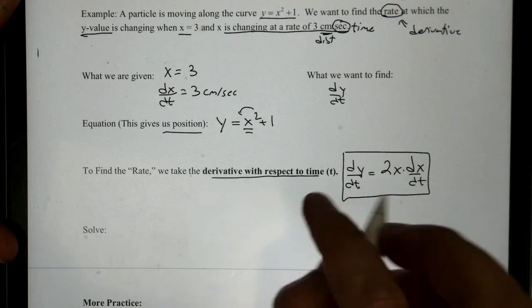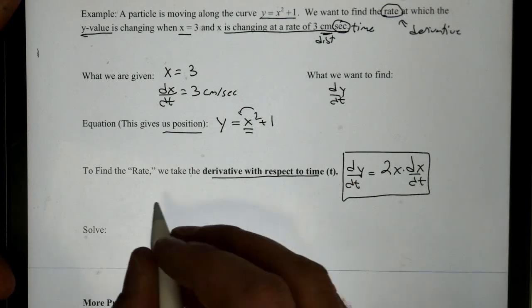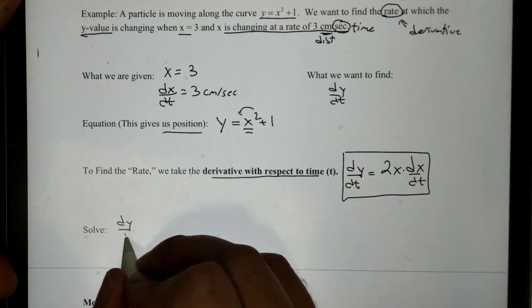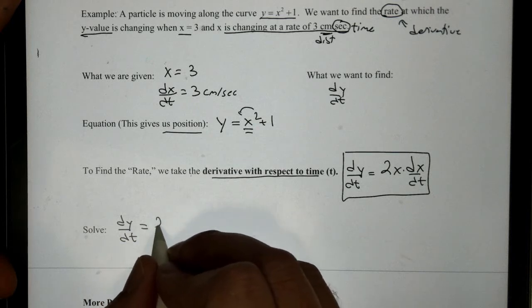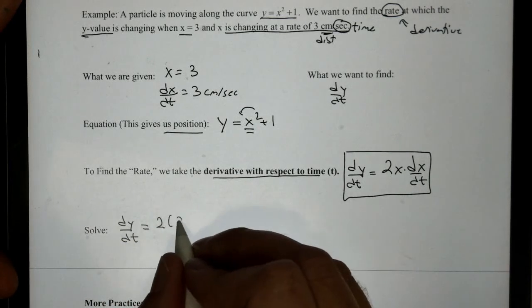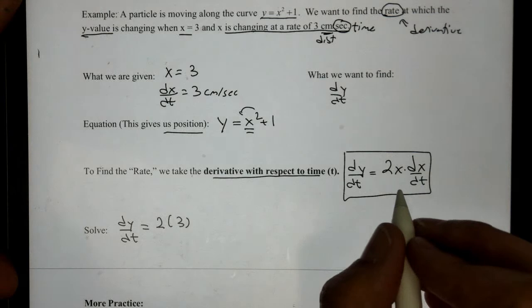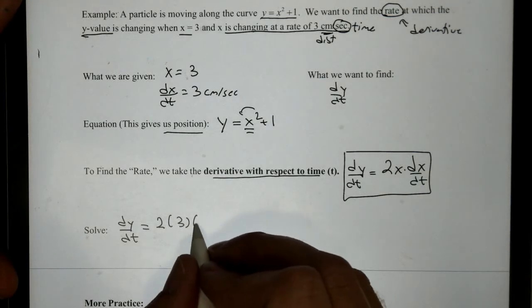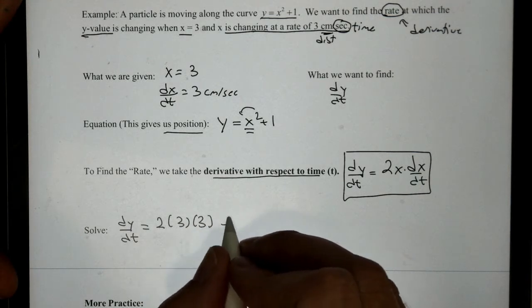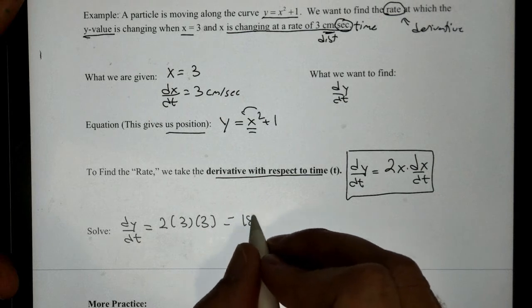Next, I want to solve it. I just plug in everything I know. dy/dt, oh look, that's what I wanted, dy/dt, equals 2, x is just 3, we were told that up here, and dx/dt is 3. And that gives us 6 times 3, which is 18.